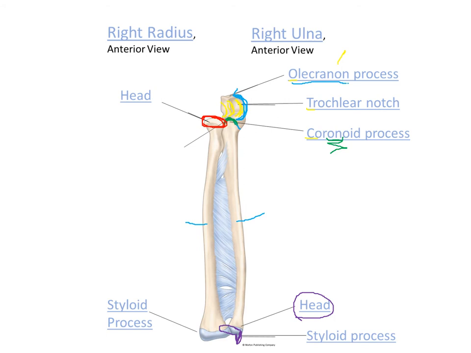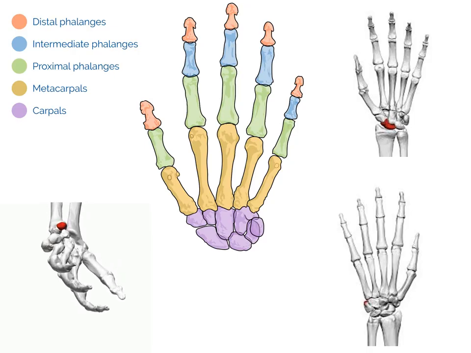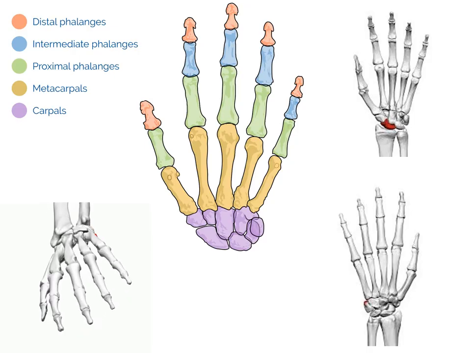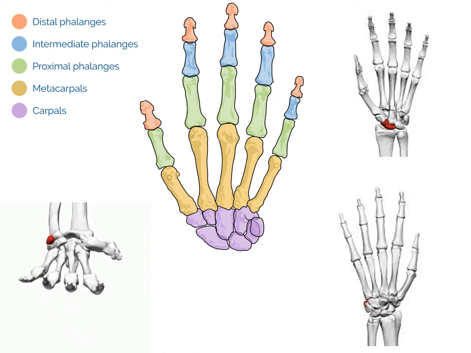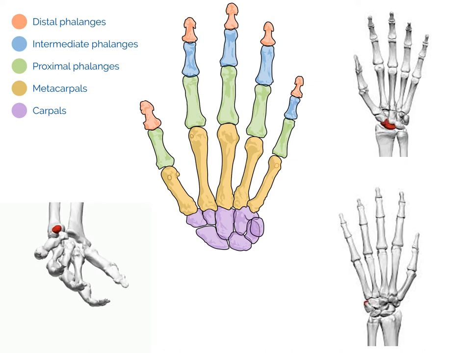Okay, once again, if we look all the way down to the distal end of the radius, we see a less prominent but still very important little point. This is also called the styloid process. And finally, we get to the hand. Now, this happens to be a left hand. All the images are a left hand that we can see on the screen right now.